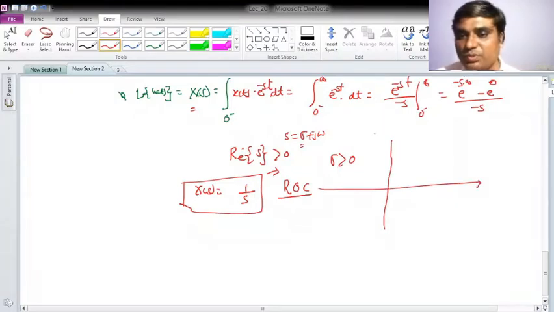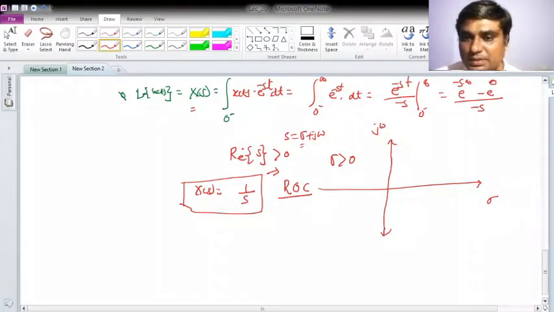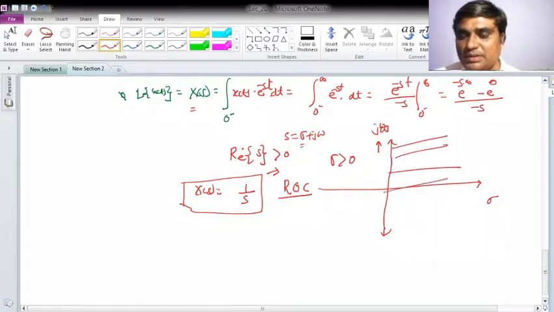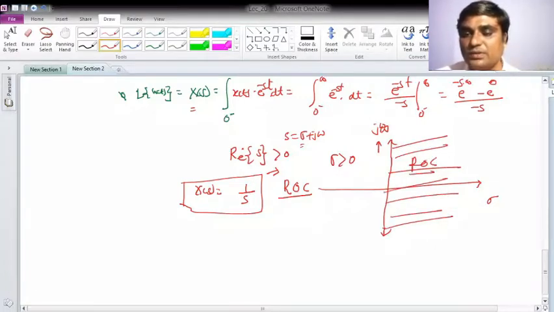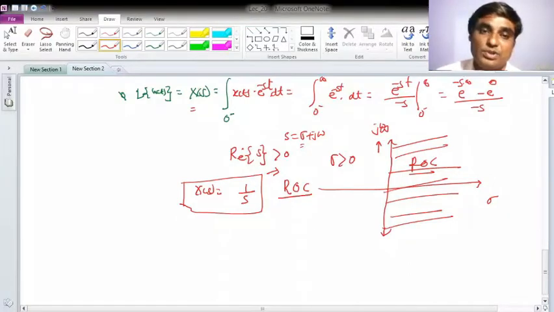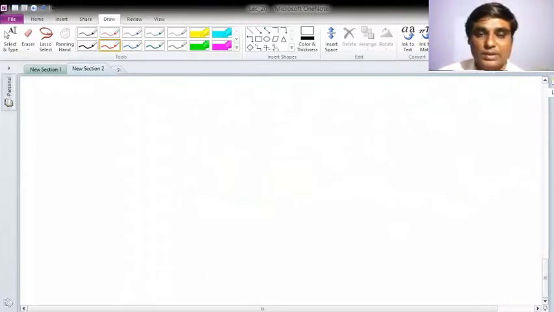This is my s domain, with sigma and j omega, and the real part of s is greater than 0. So this is my region of convergence for the signal, for the Laplace transform to exist for this particular signal. Okay, this is the first example.